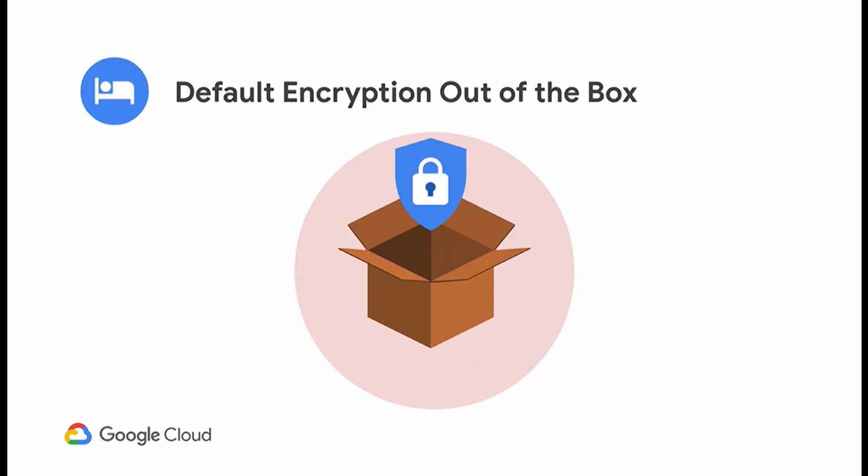So data at rest is encrypted by default for all GCP products. So data is encrypted prior to being written to disk. Each encryption key itself is encrypted with a set of master keys. And then encryption policies are managed in the same key store as Google's production services.